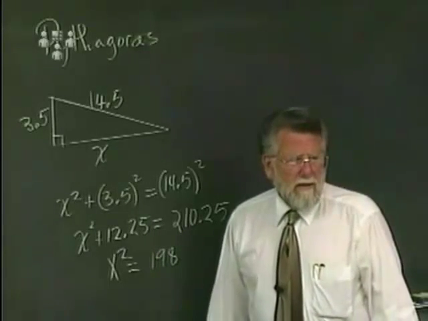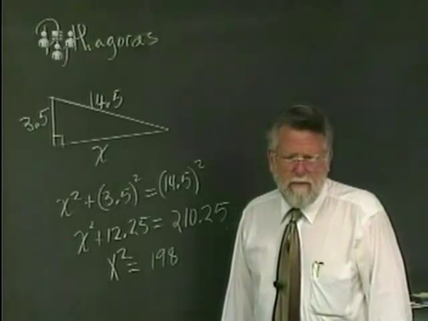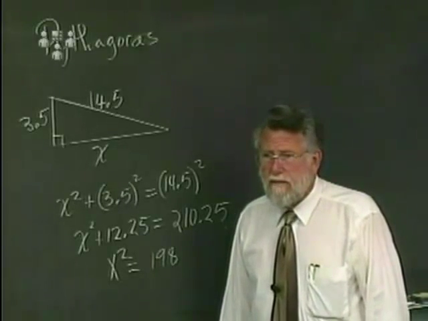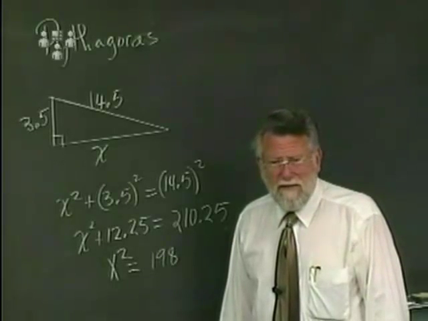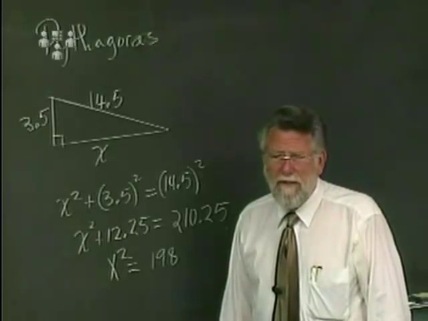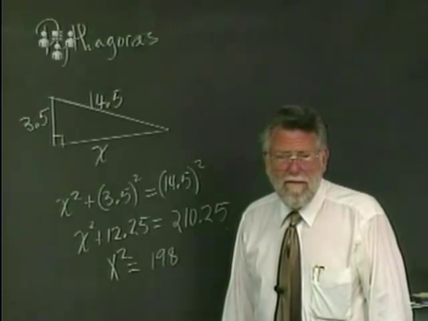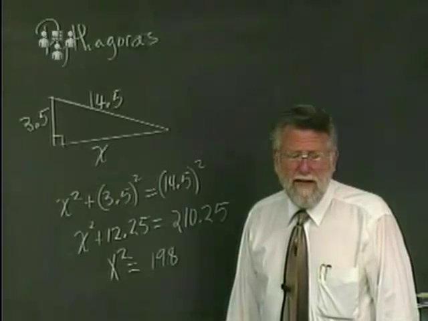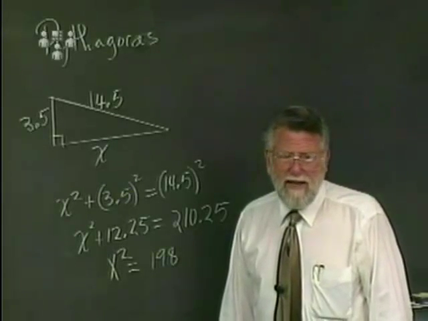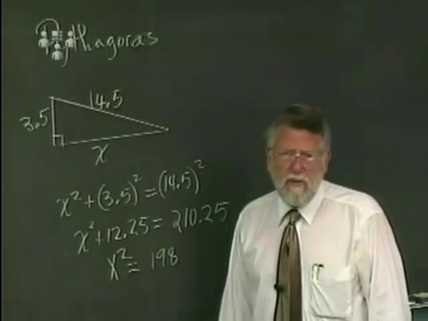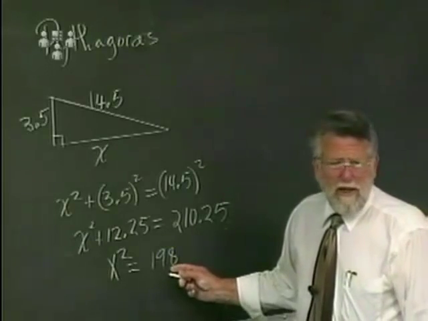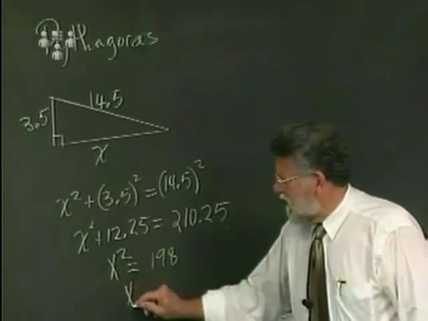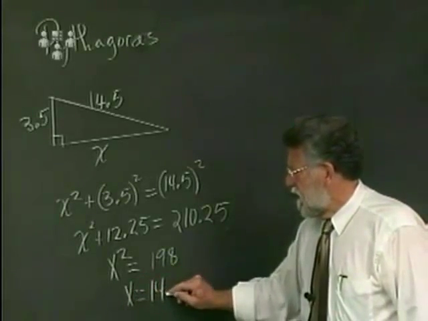Now, I'm supposed to estimate this, right? What's 14 squared? It's one of them I want in your head. 14 squared ends in a 6. It can't be 296 because 15 squared was 225. It's 196, right? So I'm darn close to 196. So I know x is going to be 14 something.